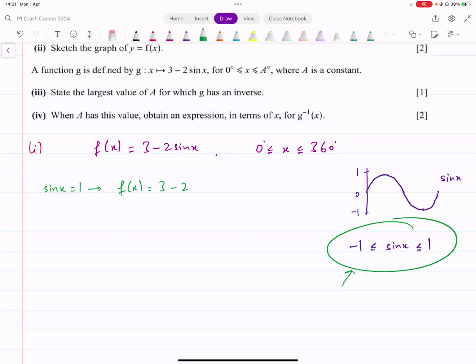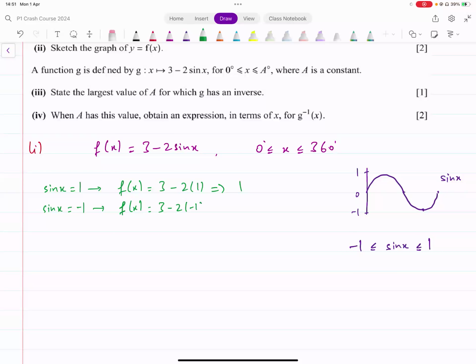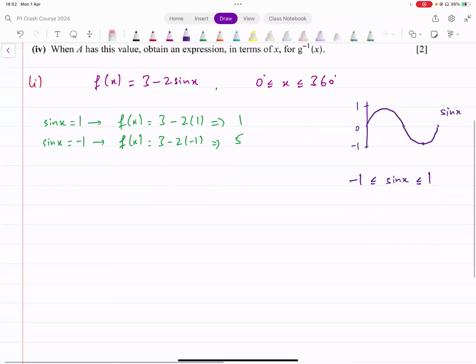So 3 minus 2 into 1, what do you get? You get 1 from that. 3 minus 2 is 1. And then what you do is, you input sine x equals -1. That's the other extreme value of sine. That gives you 3 minus 2 into -1. That's 3 plus 2, which is 5. Now, whichever of these two is the smaller value, that's the lower limit of your range, and whatever is the larger value, that's the upper limit of your range. And you would say the range of f of x looks like this.